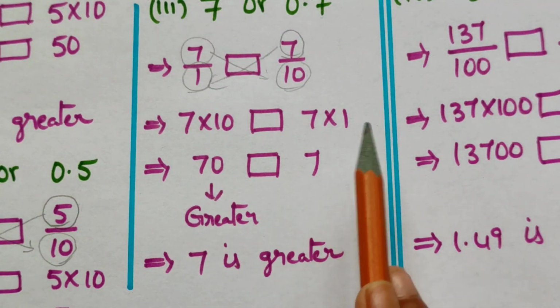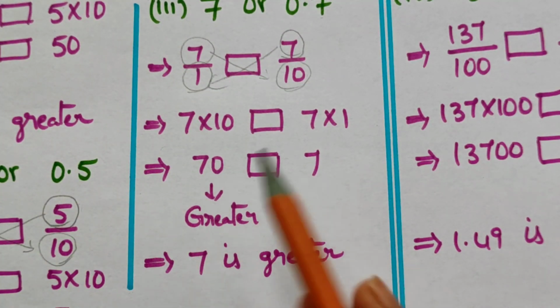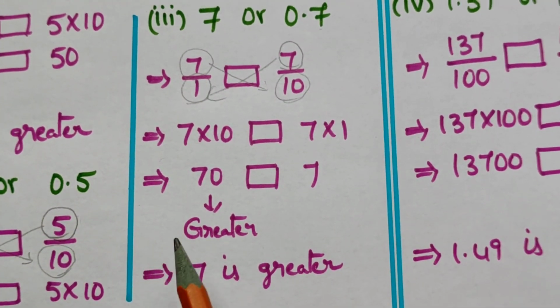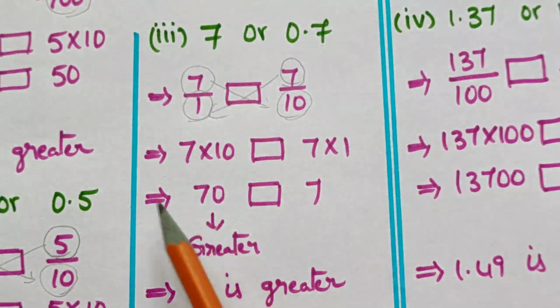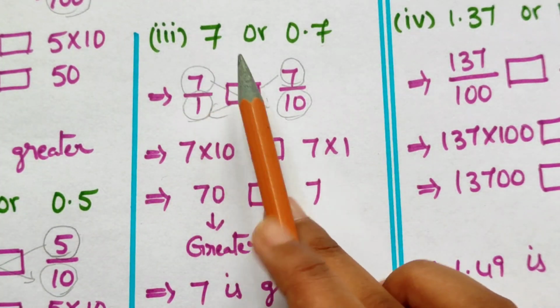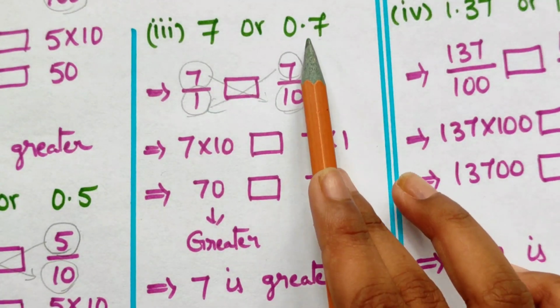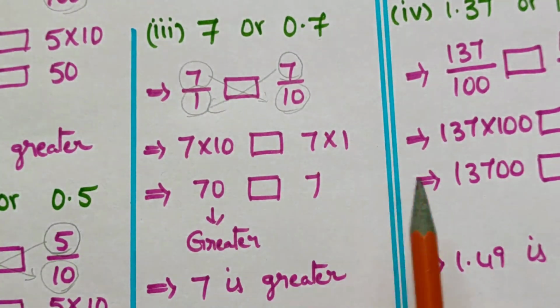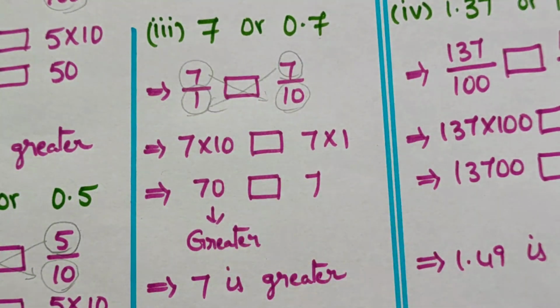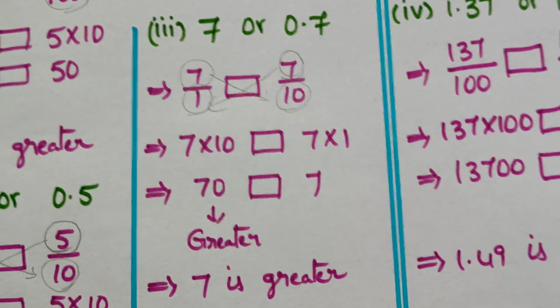70 compared to 7, clearly 70 is greater. Let us go back. Here it is 7, and this 70 is 7 compared to 0.7. So clearly 70 is greater. That means 7 is greater. Therefore the answer for this question, third bit, is 7 is greater. With this, the third bit gets completed.